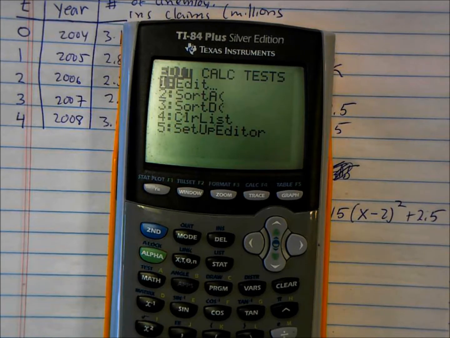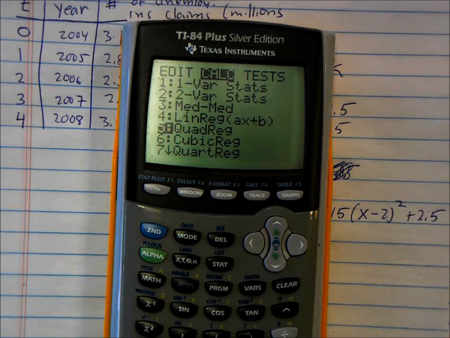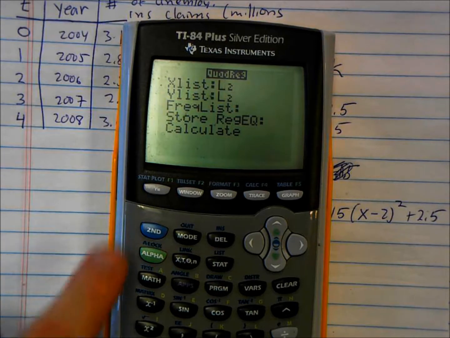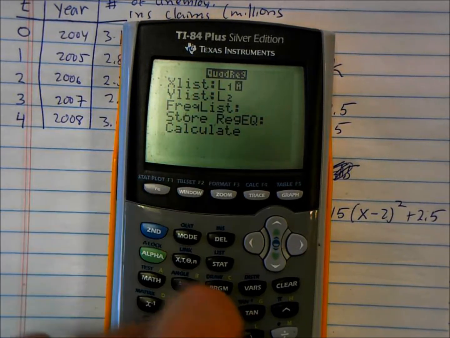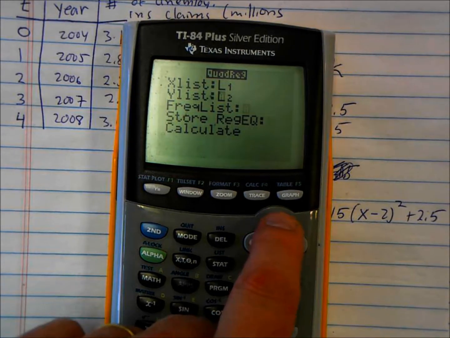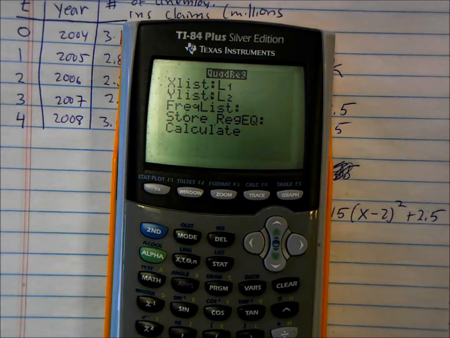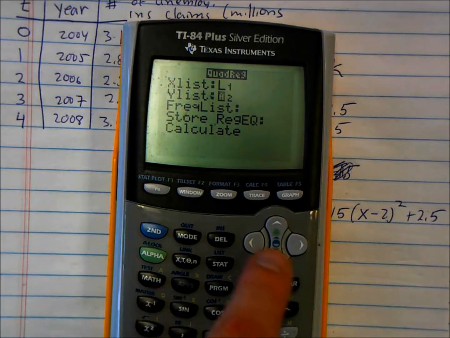Stat. Calculate. Number 5 is quadratic regression. So if you think your data is in a parabola, you would use quadratic regression. If you think your data is a line, you would use linear regression like we did before. I want my x numbers in L1, my y numbers in L2. For some reason my calculator had L2 there. My calculator is set up in the new operating system. If yours is in the old one, it's going to look different. I'll do it in the old one in just a minute.